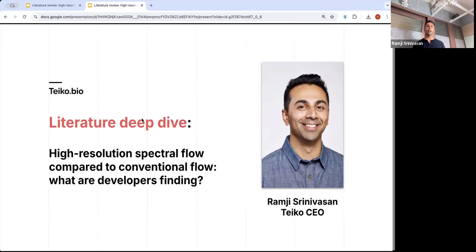We're going to talk today about high-resolution spectral flow compared to conventional flow and try to answer the question: what are developers finding? So this is going to be a literature deep dive.